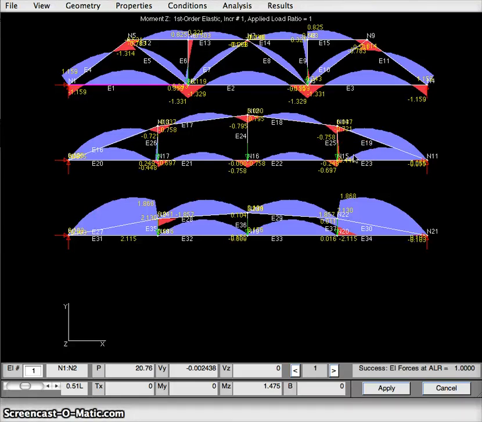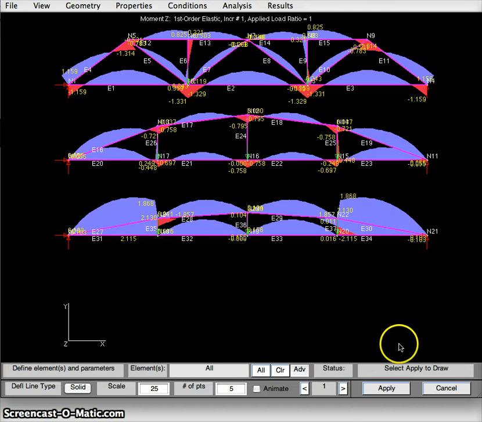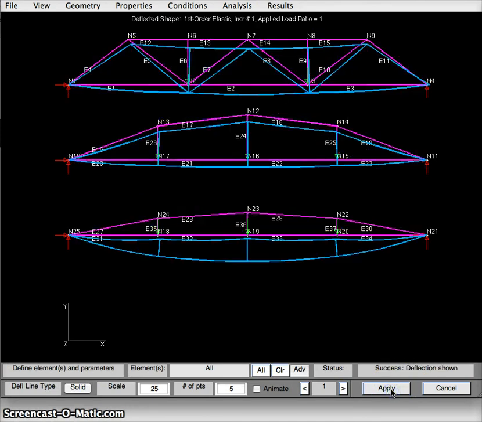To find maximum bending moments, we need to find the points of maximum displacement. The displacements that we're interested in are the downward vertical displacements, which in this model are in the y direction. We should again begin with a diagram under Results, Diagrams, Deflected Shape. If we choose Apply, we see a deflected shape.